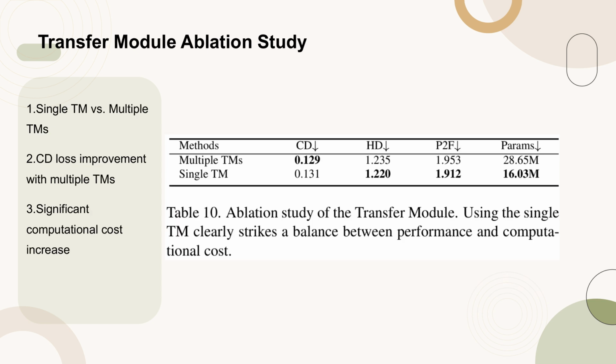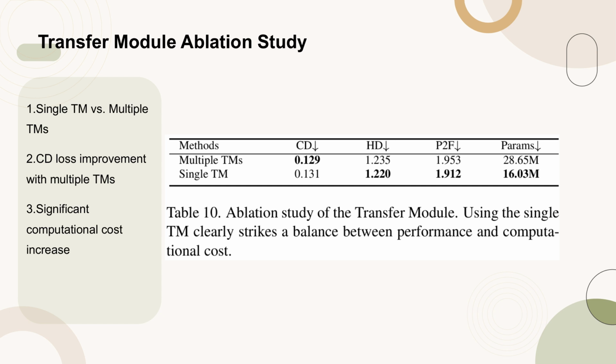Table 10 presents an ablation study focusing on the transfer module, TM, within the context of a UNet architecture. The study compares the performance and computational efficiency of using a single TM versus multiple TMs. The results indicate that while multiple TMs lead to a slight reduction in chamfer distance, CD, loss, the improvement is not substantial enough to justify the significant increase in computational cost.